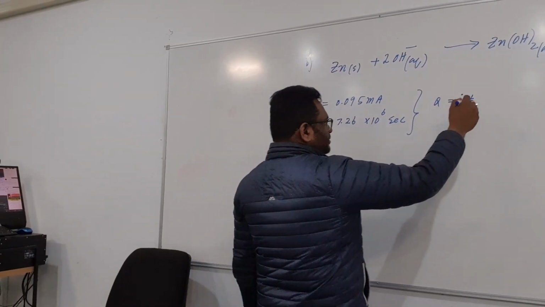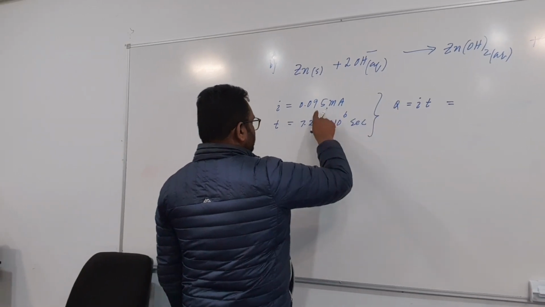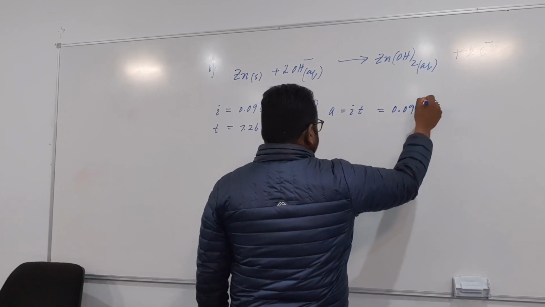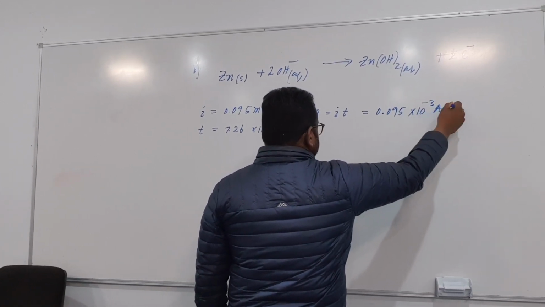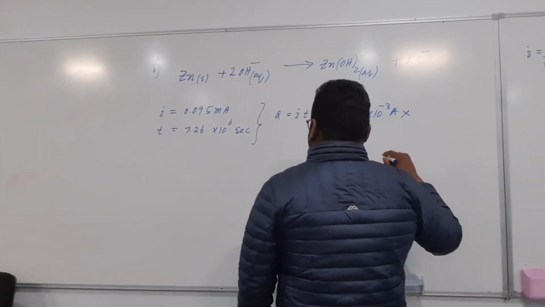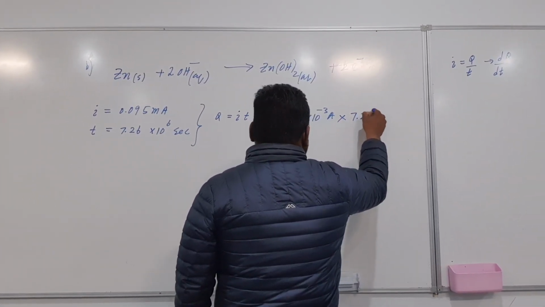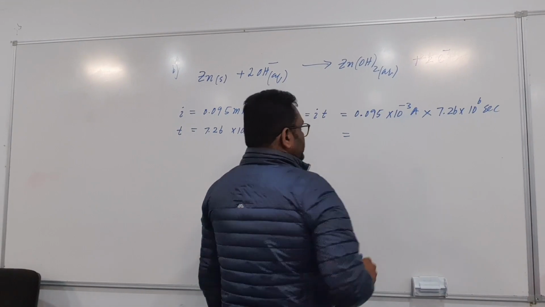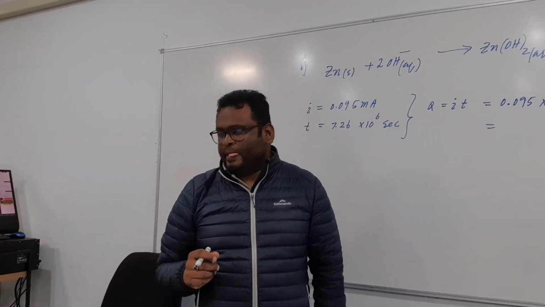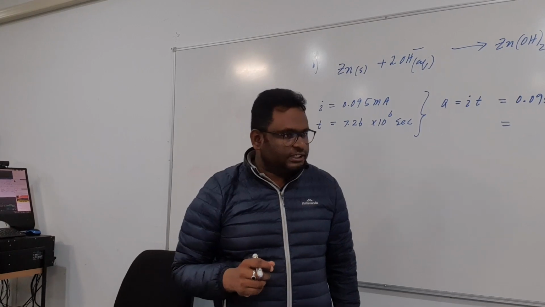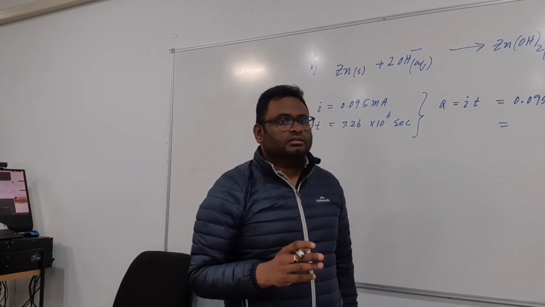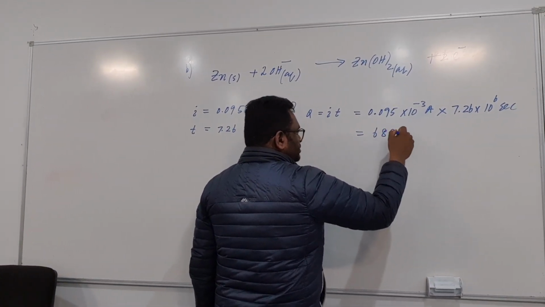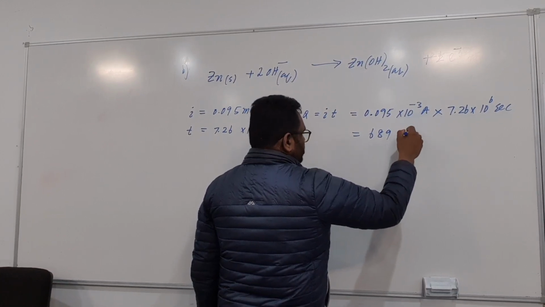Now from here you can find Q, right? So I would be 0.095 times 10 to the power minus 3 amperes, multiplied with time, SI unit is seconds, that's fine. So 7.26 times 10 to the power 6 seconds. So when you simplify this, what do you get? Can you quickly give me the answer? 689.7 Coulombs, right?